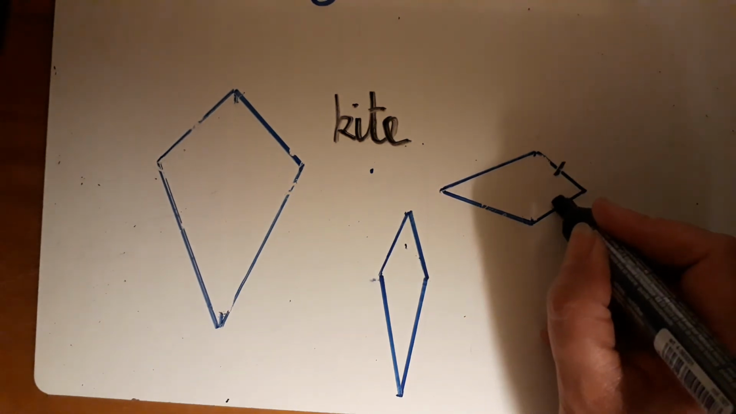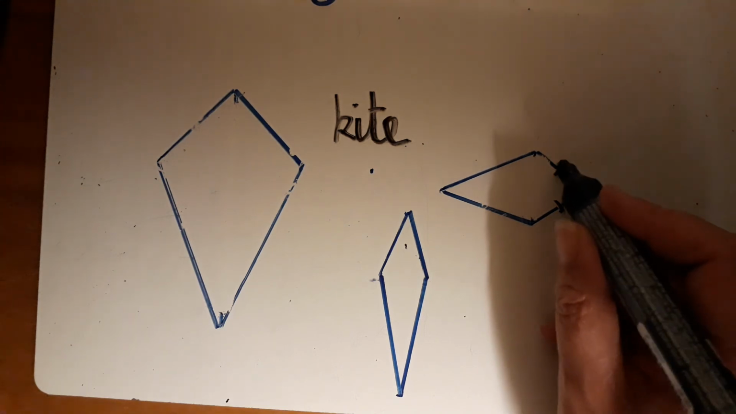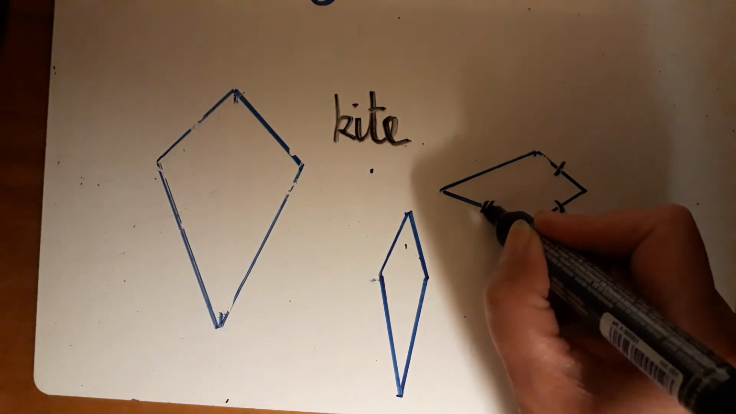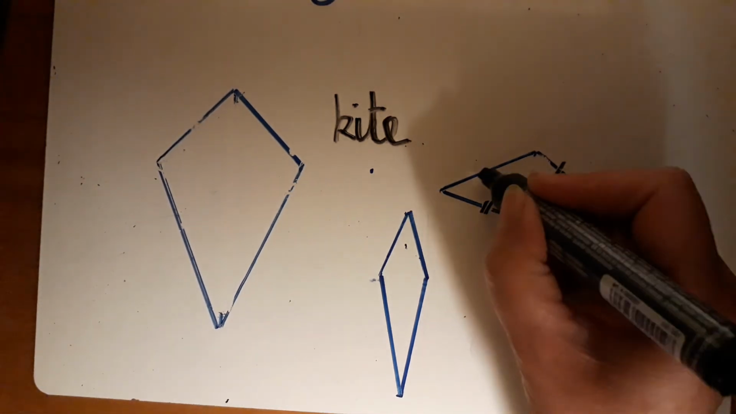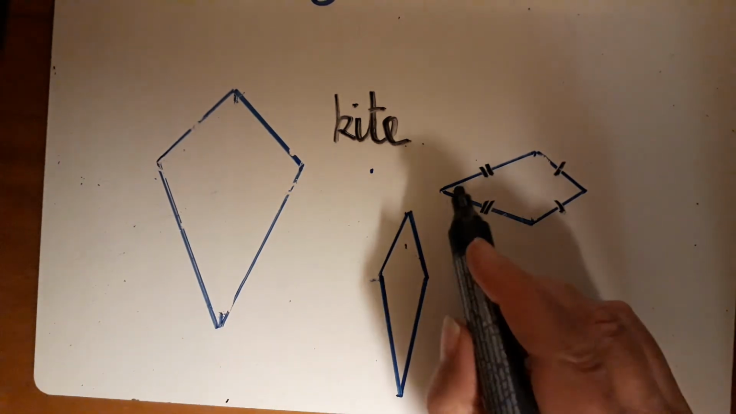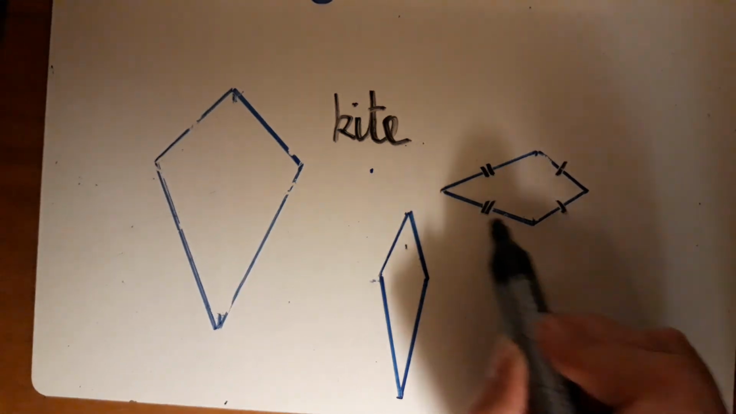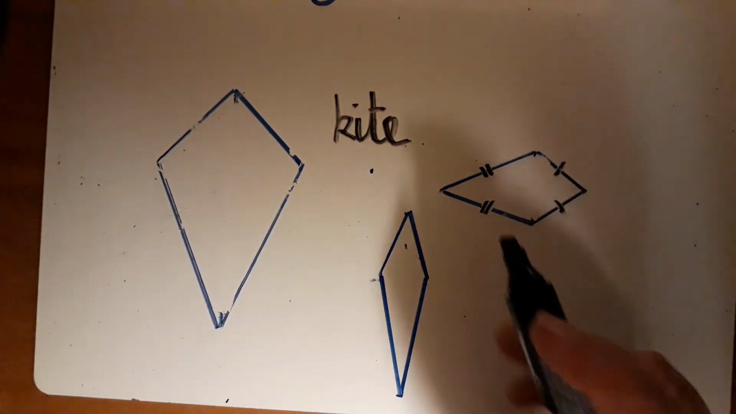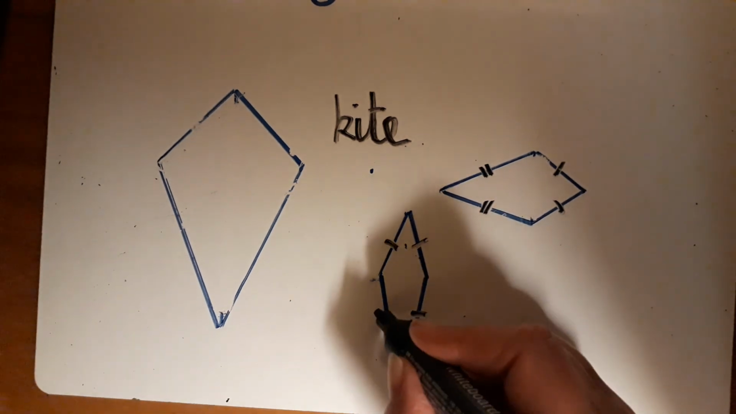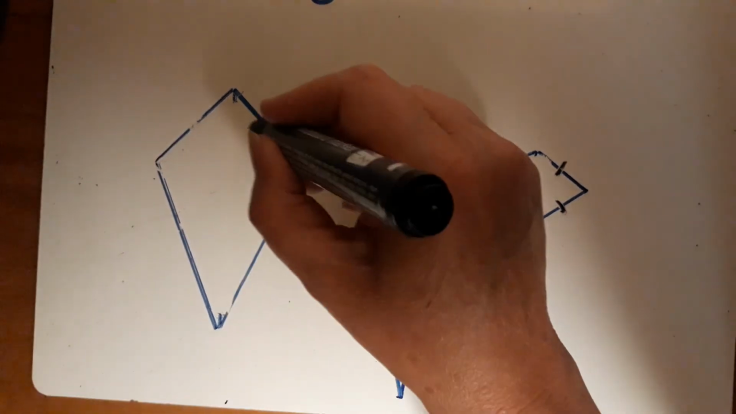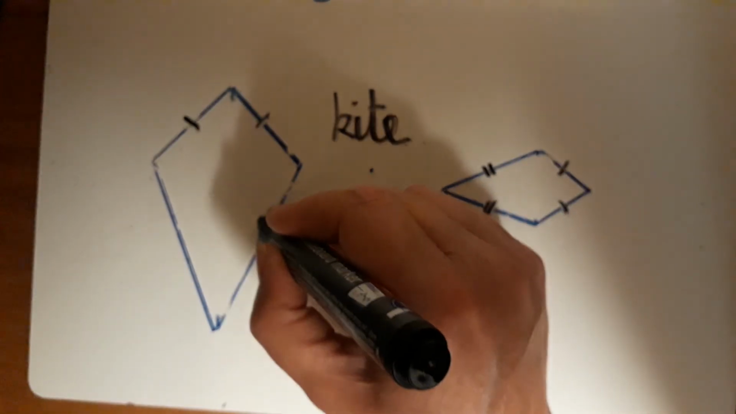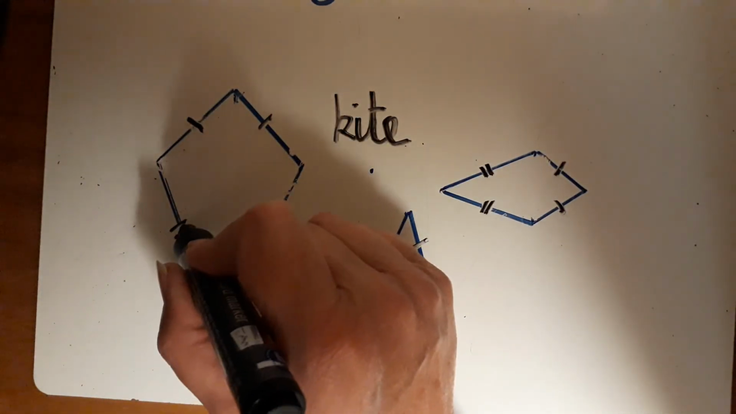That line is the same length as that line. Okay, they call them adjacent sides. This line is not the same length as that one, so I have to give it 2 little marks. Alright, so the adjacent lines, the lines that join together, are the same length. So it'll be that one and that one, and that one and that one.